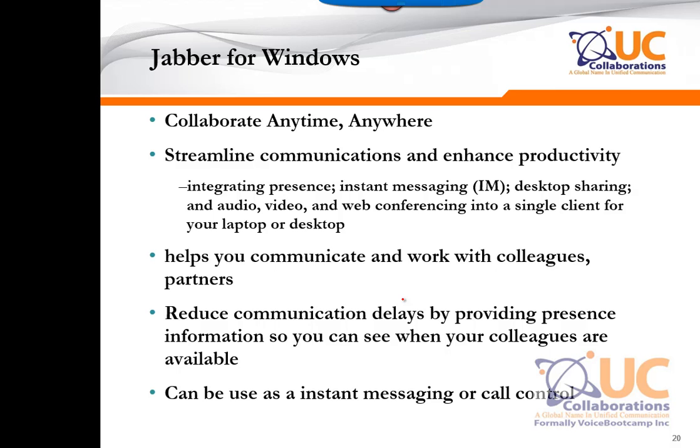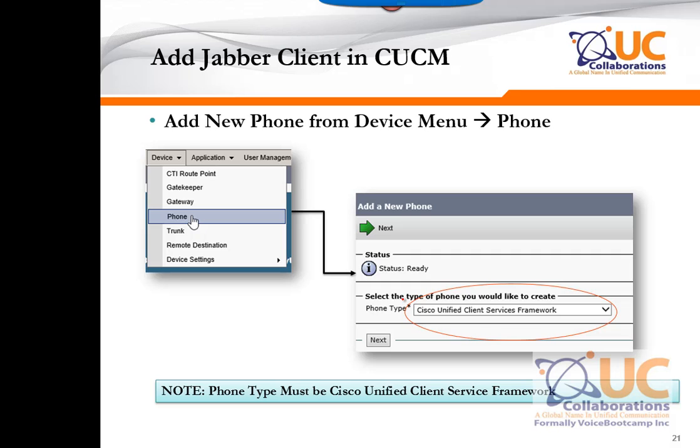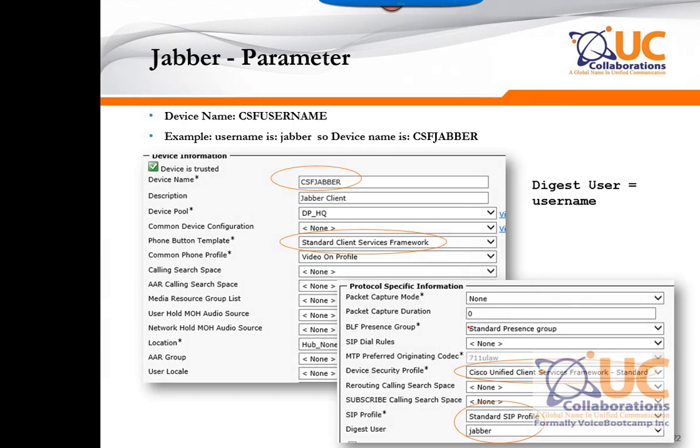To add a Jabber to call manager without presence, we must add a new phone, and the phone type is going to be Client Services Framework. When we click next, we define the device name of that particular phone type. The device name has to be CSF followed by the username. I assume the username is Jabber. The device name is going to be Charlie CSF Jabber. You must define the phone button template, security profile, and the most important part is a digest user. The important thing is the digest user, because the digest user is the username that we're going to use to log in.